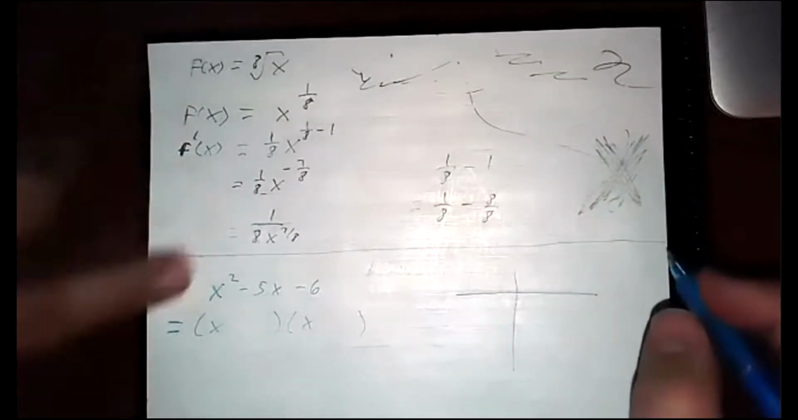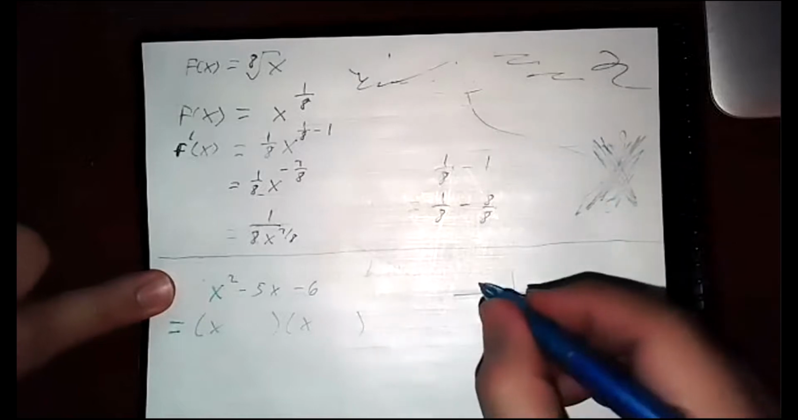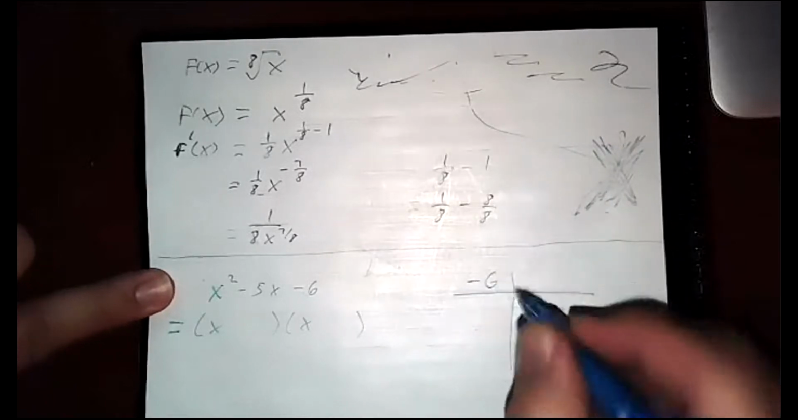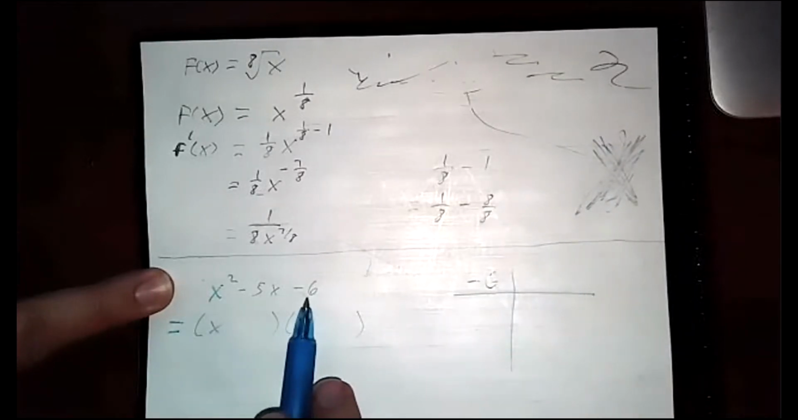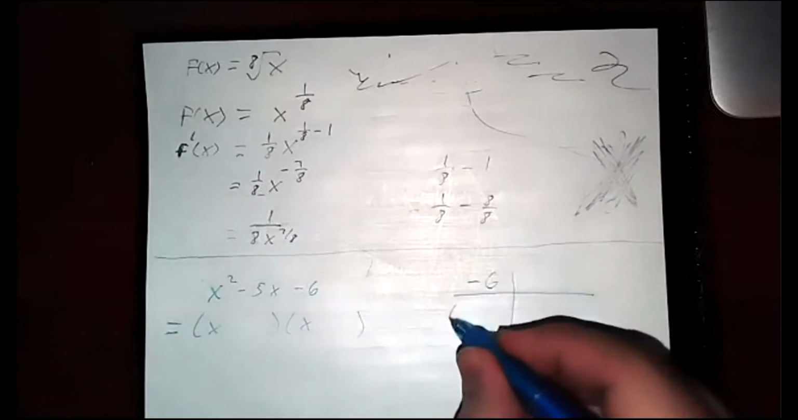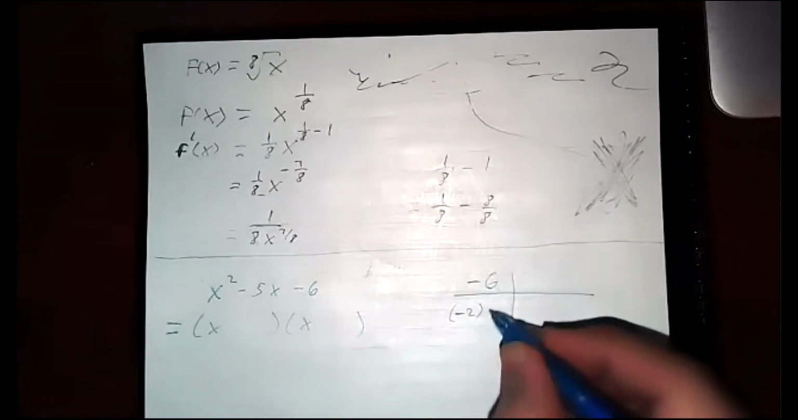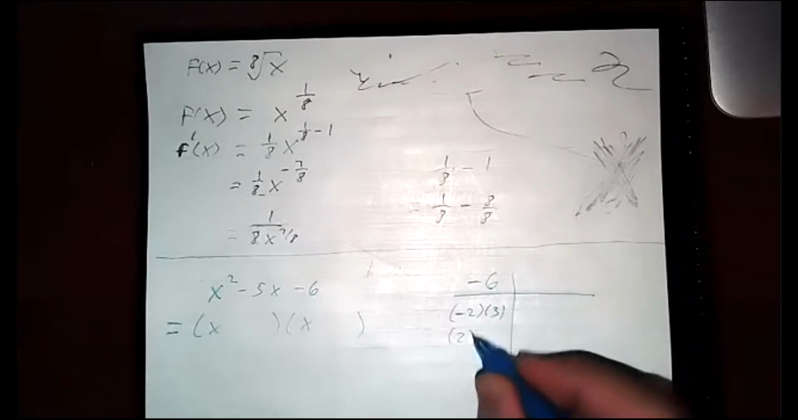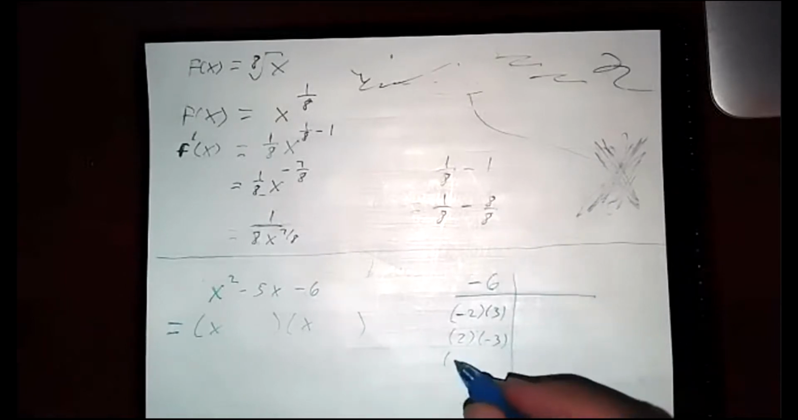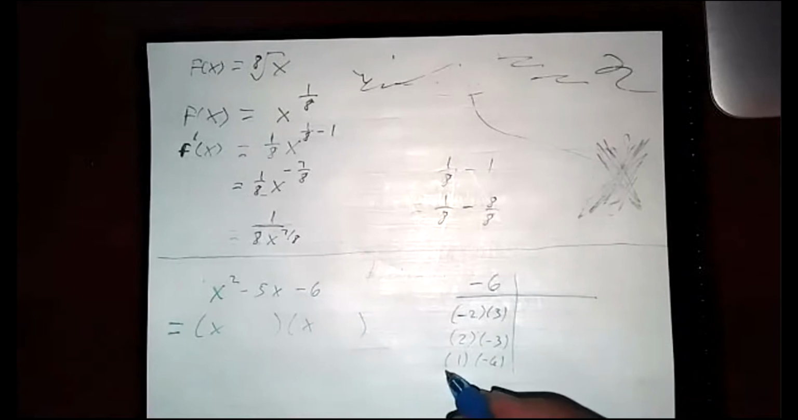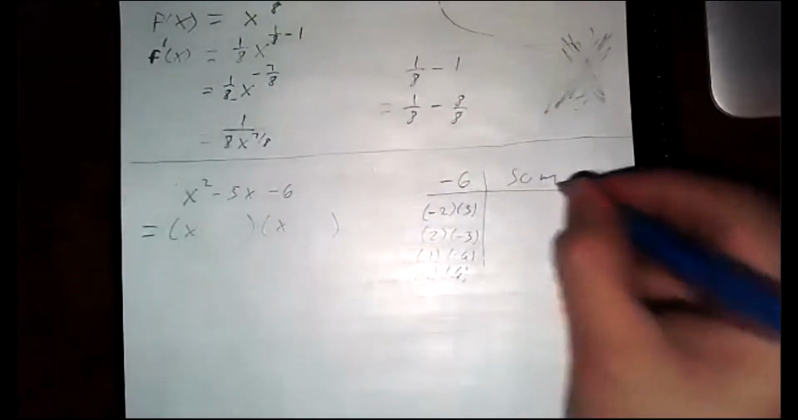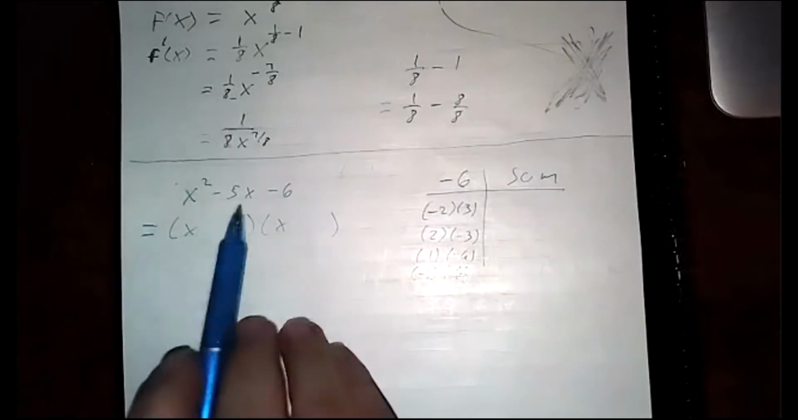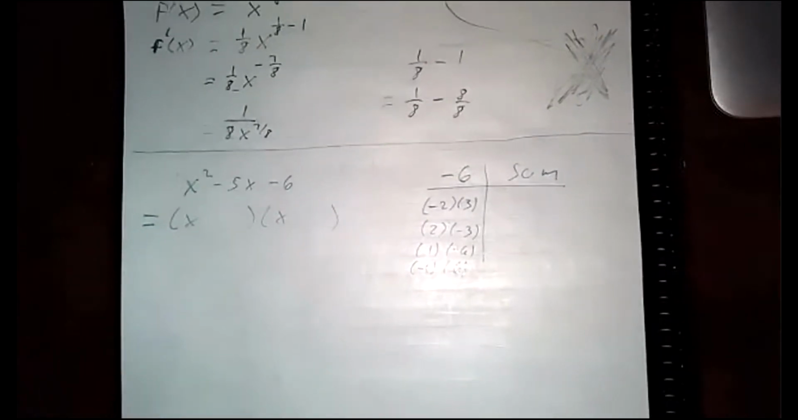this is called trial and error factoring for the trinomial. You look at the constant and ask, what are the factors of -6? So you go through all of them: -2 times 3, 2 times -3, 1 times -6, -1 times 6. Then over here, you sum them up and figure out which one adds up to -5. That's what you're supposed to do.